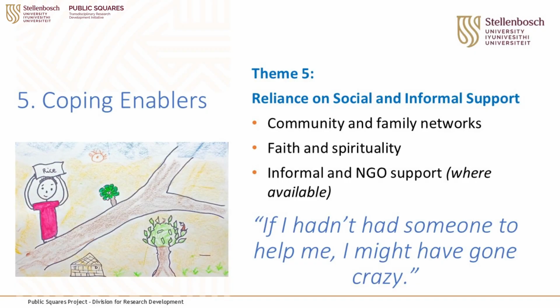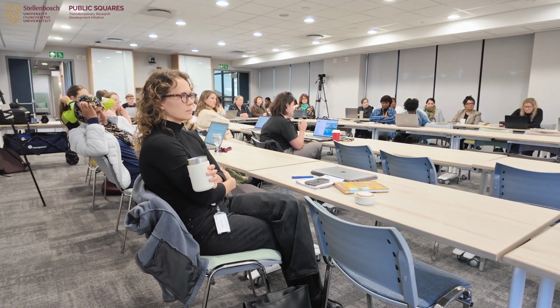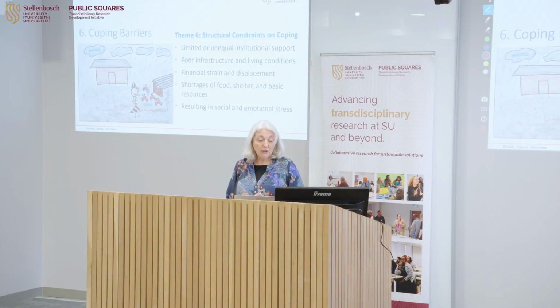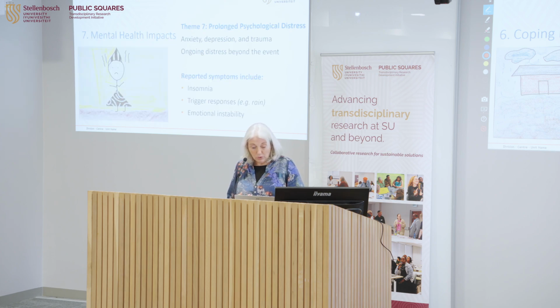The coping enablers that came through the cross-site analysis were community and family networks being absolutely vitally important for coping, people's faith and spirituality, and also the support from informal organisations and formal non-governmental organisations. Then the barriers to coping, the constraints on coping: limited or unequal support from institutions that are supposed to be providing support, poor infrastructure and living conditions, financial strain and displacement, again shortages of food, shelter and basic resources, all resulting in social and emotional stress.